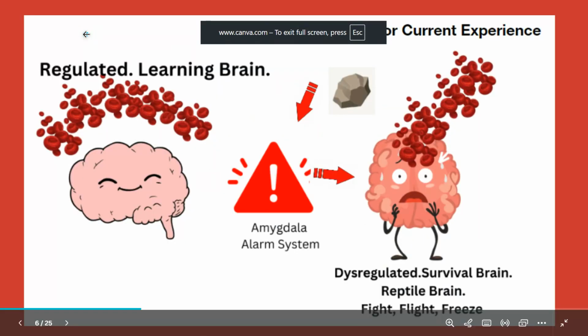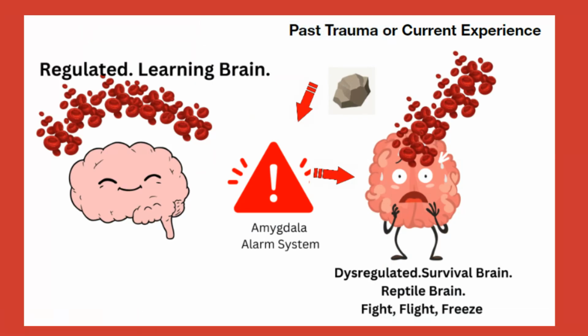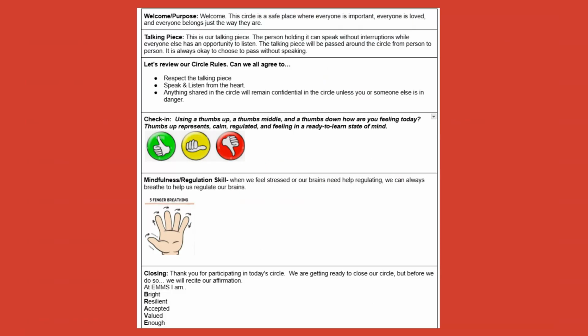So just as I mentioned in the video, there's a difference between a regulated learning brain and a dysregulated brain. We need to be at a regulated state when we're in the classroom so that we're able to learn. So how are circles going to help us? Well, they're going to help us learn regulation skills and practice these skills on a weekly basis so that when we're feeling strong emotions, we can help ourselves cool down.